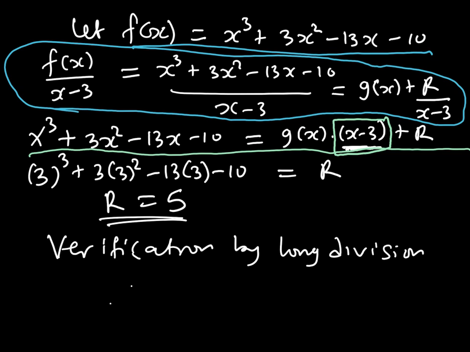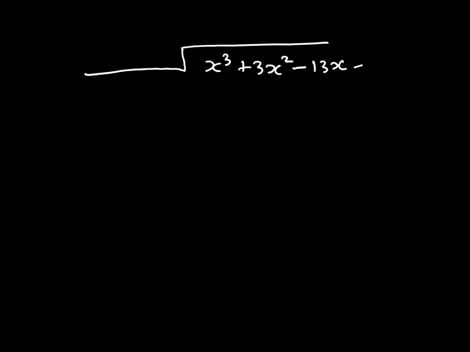Okay, and we can verify this by long division. Let's try to do it. So let us verify this remainder by long division. What do we do in long division? We are having x cubed plus 3x squared minus 13x minus 10, and we are dividing this by x minus 3.